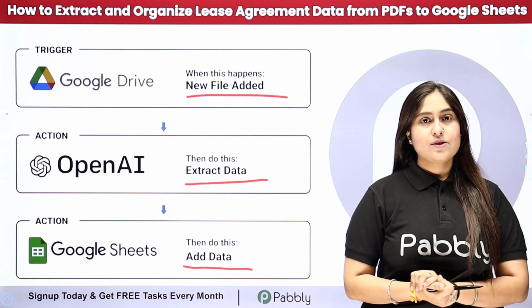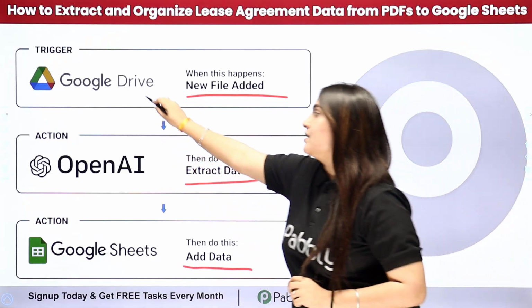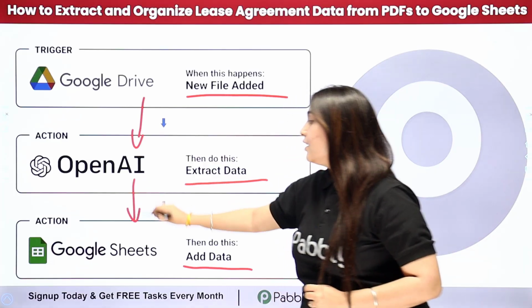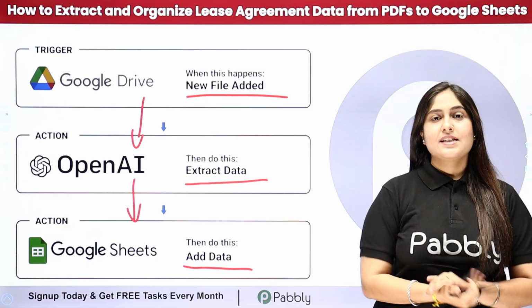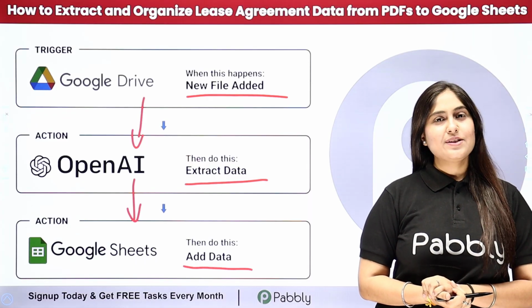So now here to build this automation, I need to connect my Google Drive with OpenAI and Google Sheets using an automation software named Pabbly Connect. So to learn this process step by step, let me take you all to my screen.